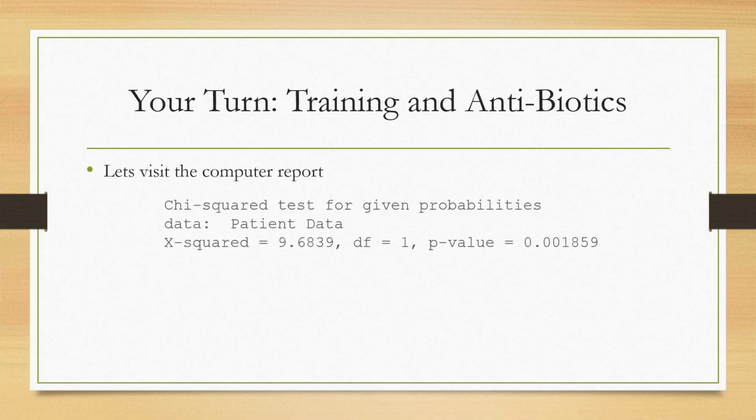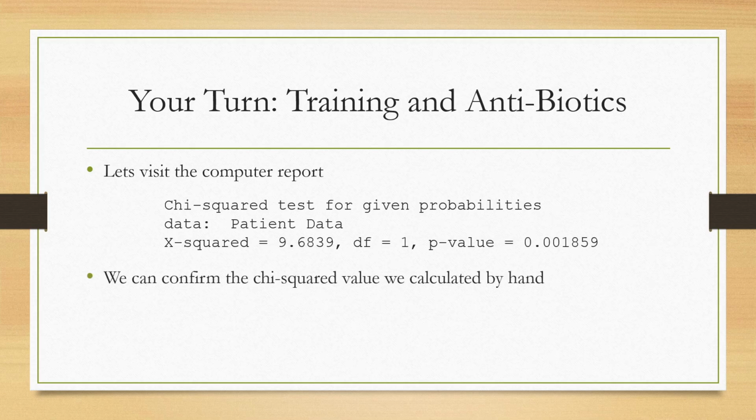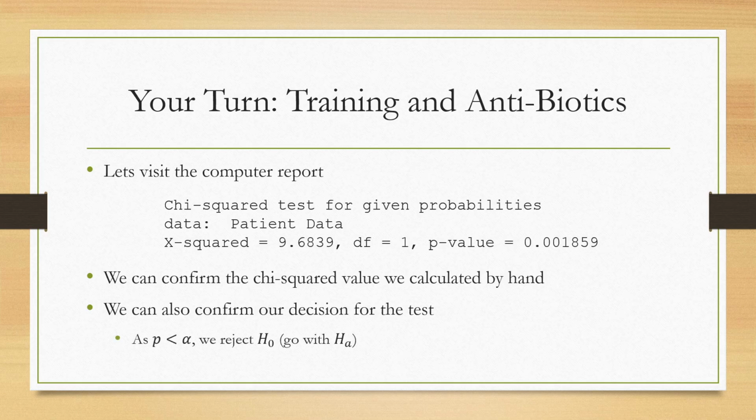So let's visit the computer report here. We can confirm our chi-squared test statistic that we calculated by hand. We can confirm the decision from the test using the p-value. P is less than alpha, so we rejected the null. And again, we have the same interpretation as before. I can also confirm the degrees of freedom being 1.